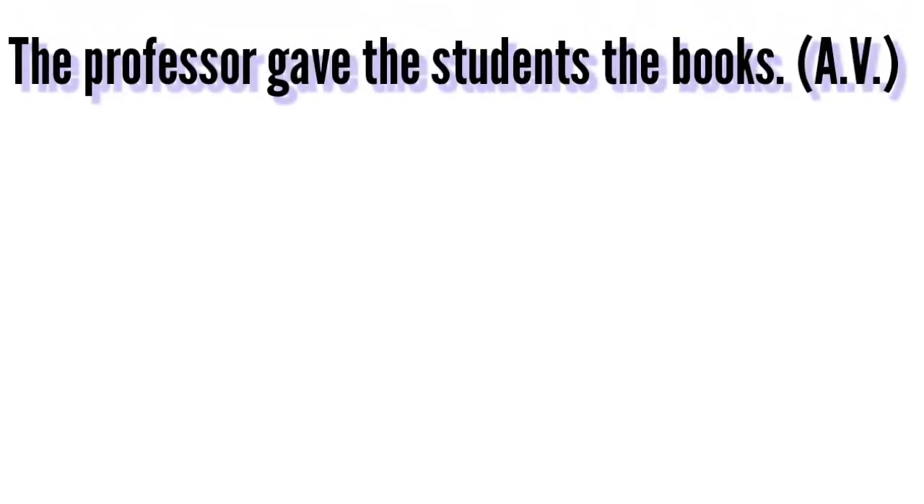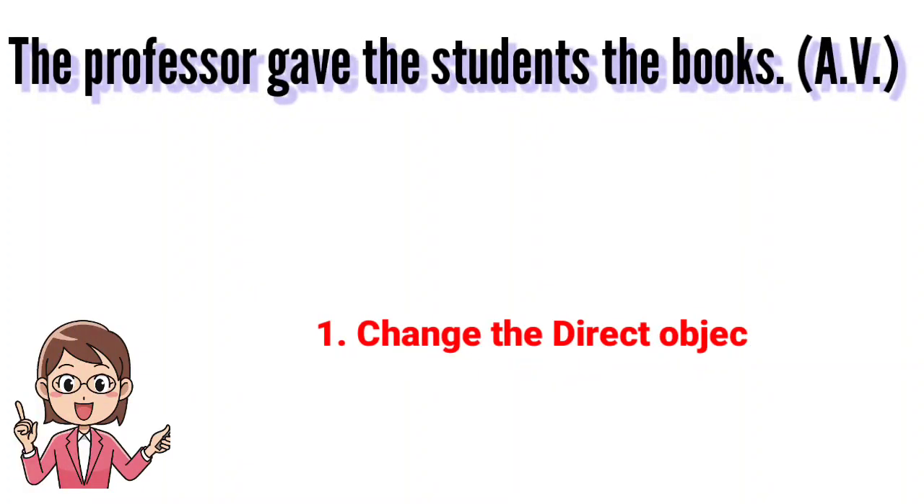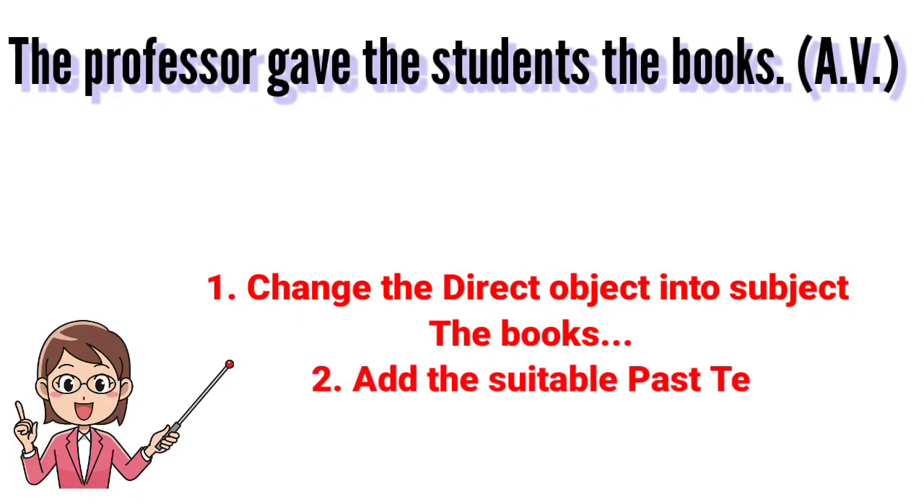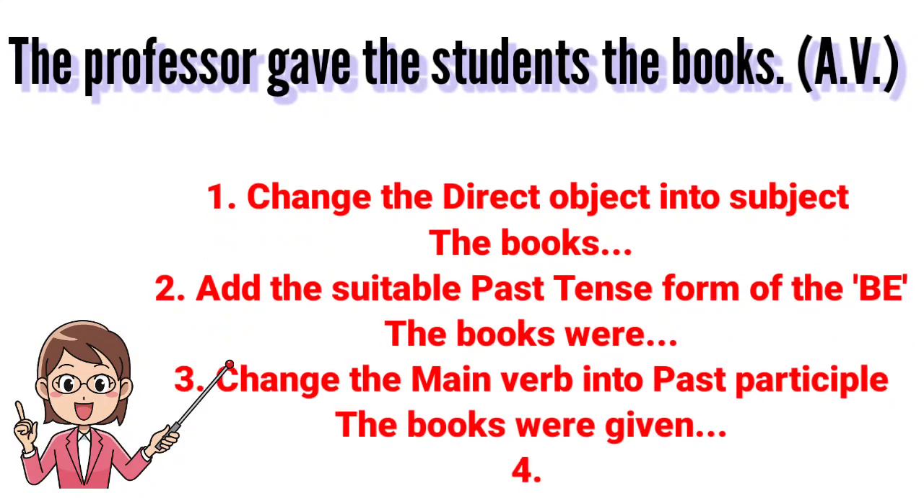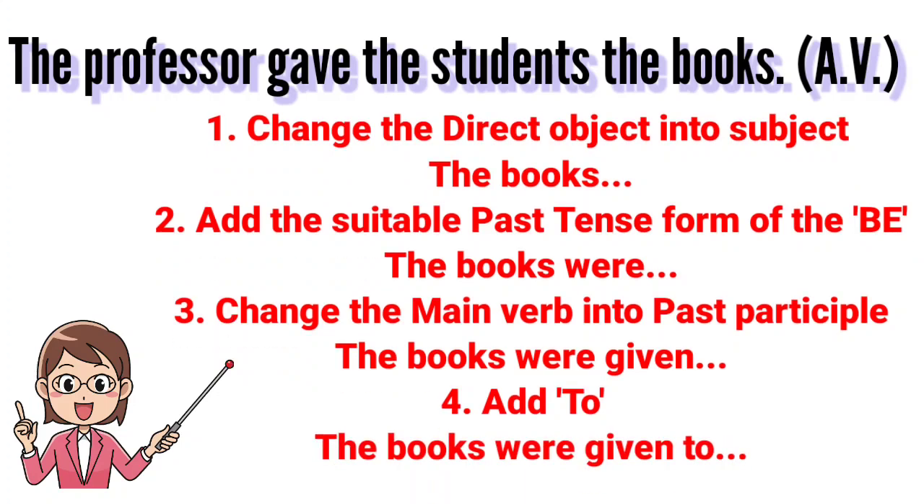Now, how to change the sentence from active voice to passive voice? First, take the direct object as the subject. Second, add the suitable past tense form of the be, that is were, because the subject is in plural. Then, the main verb is changed into past participle. What is the main verb here? Gave. So, we have to take it and change into past participle, that is given, and add "to".